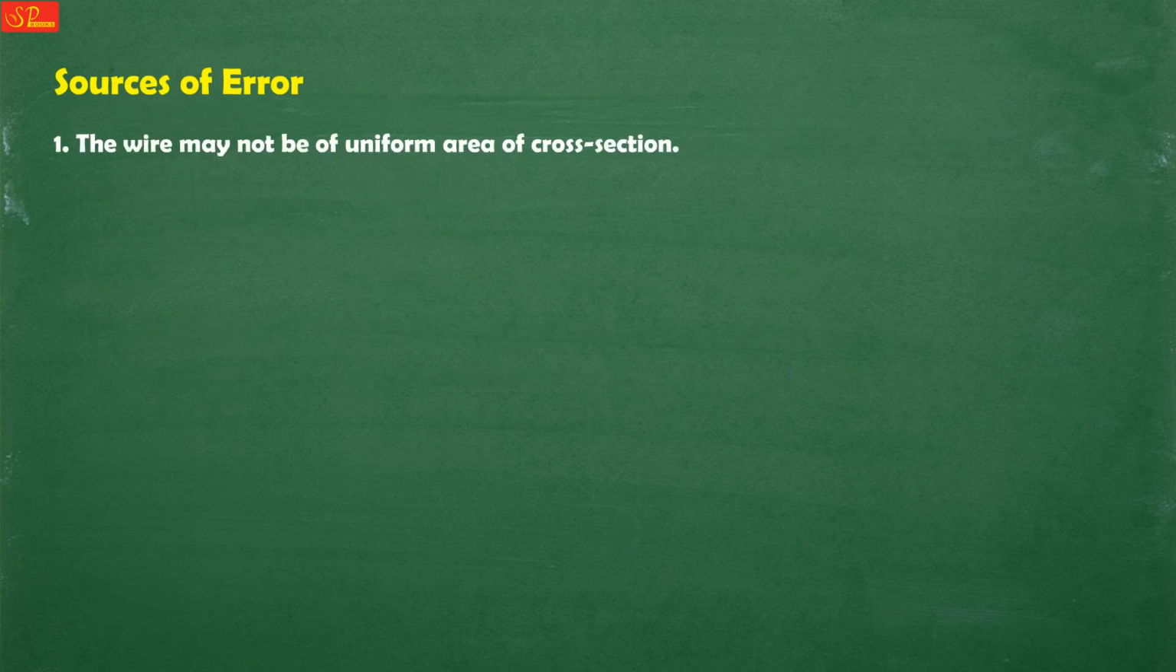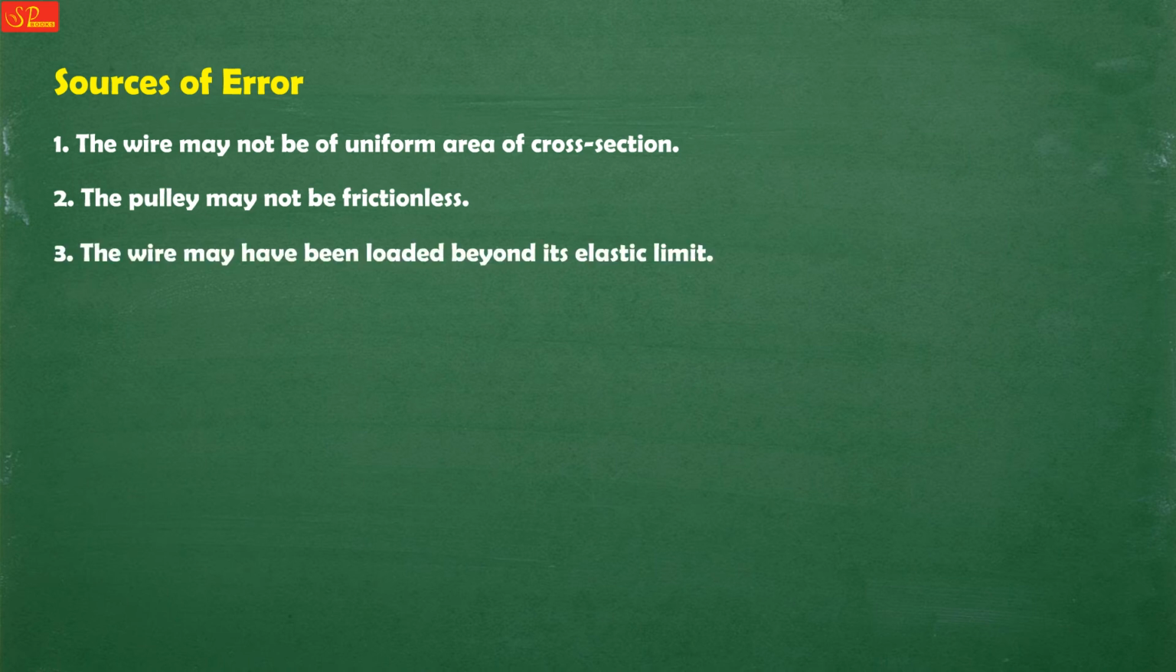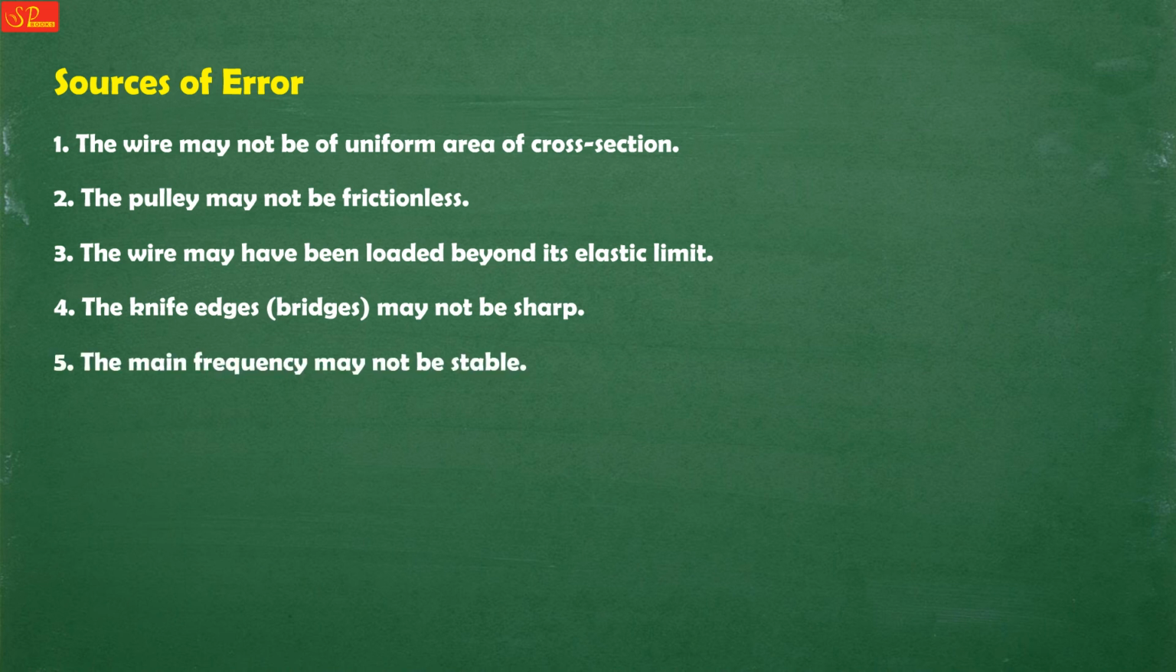The tension applied should be such that it does not stretch the wire beyond the elastic limit. Sources of error. The wire may not be of uniform area of cross section. The pulley may not be frictionless. The wire may have been loaded beyond its elastic limit. The knife edges, bridges may not be sharp. The mains frequency may not be stable.